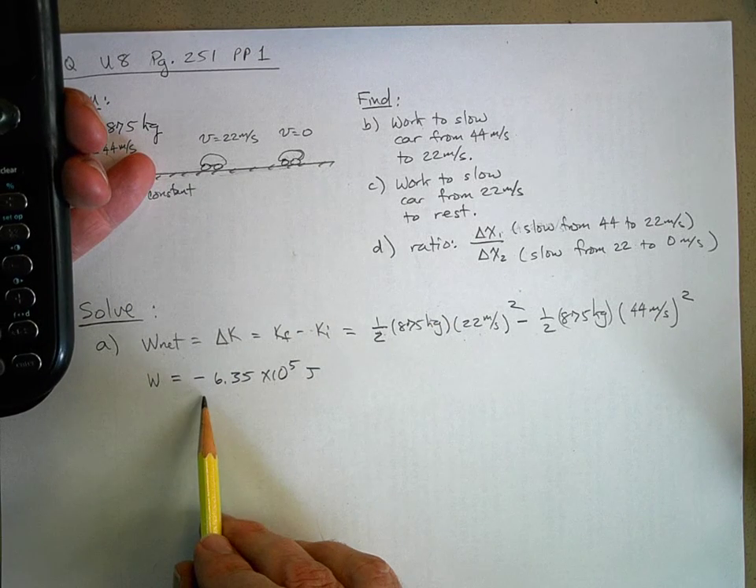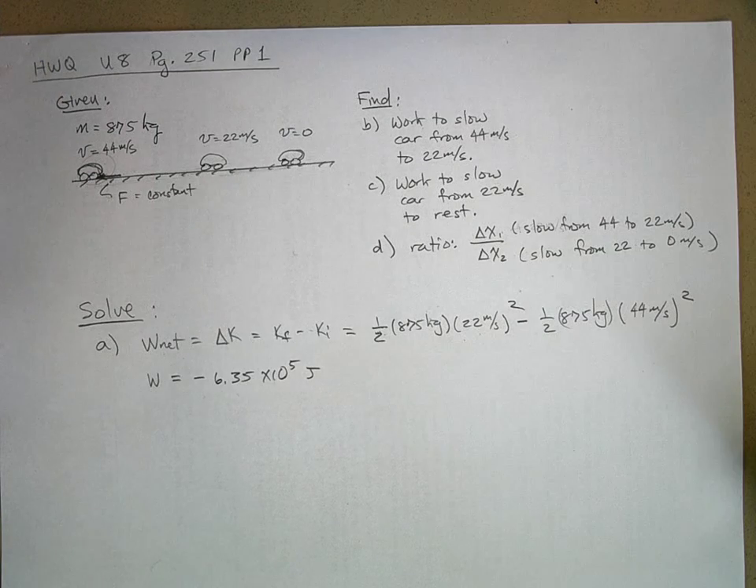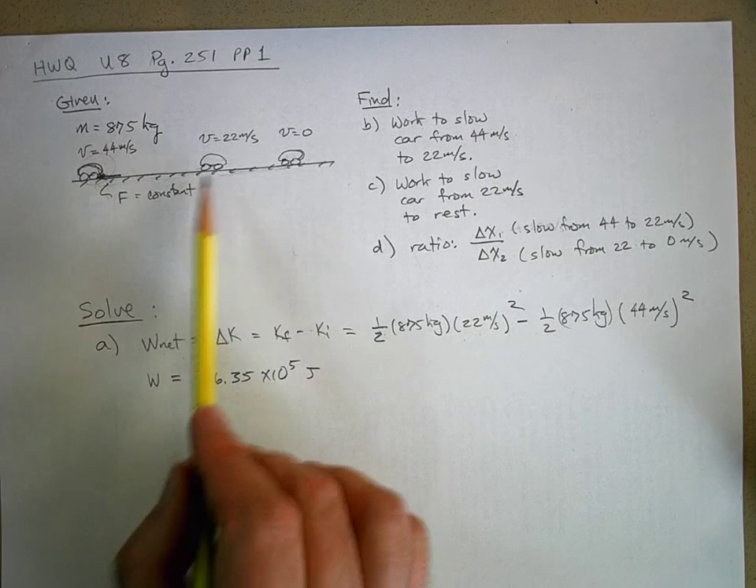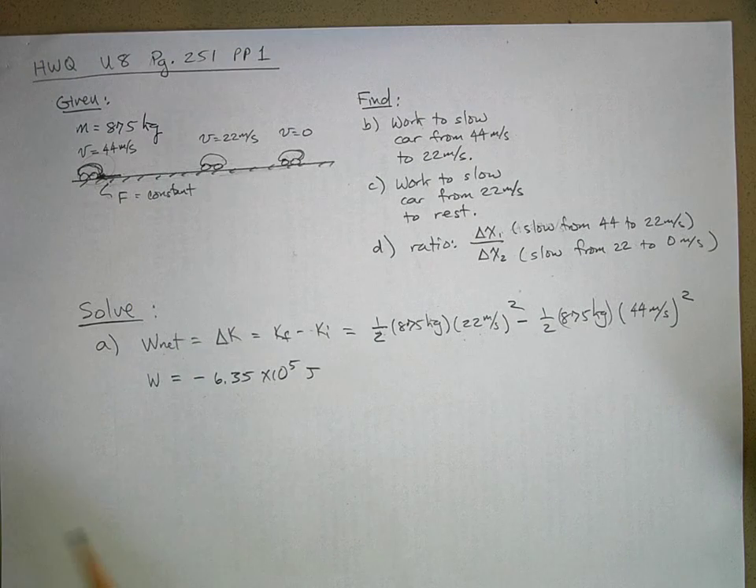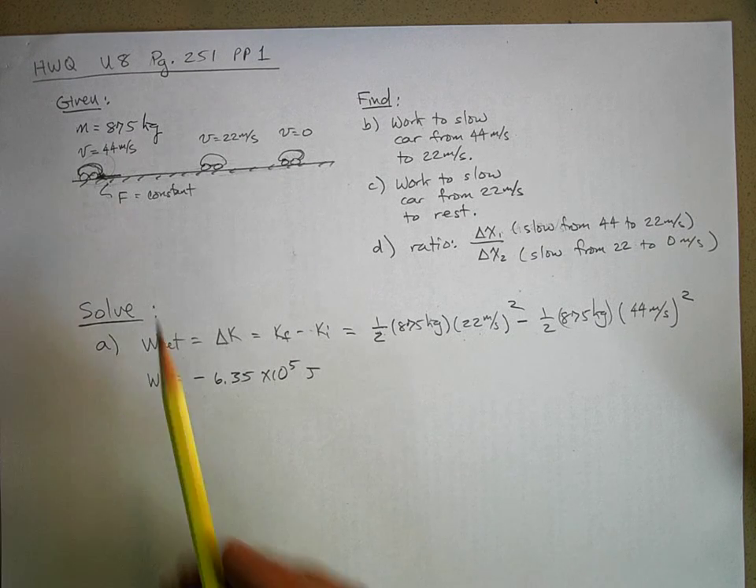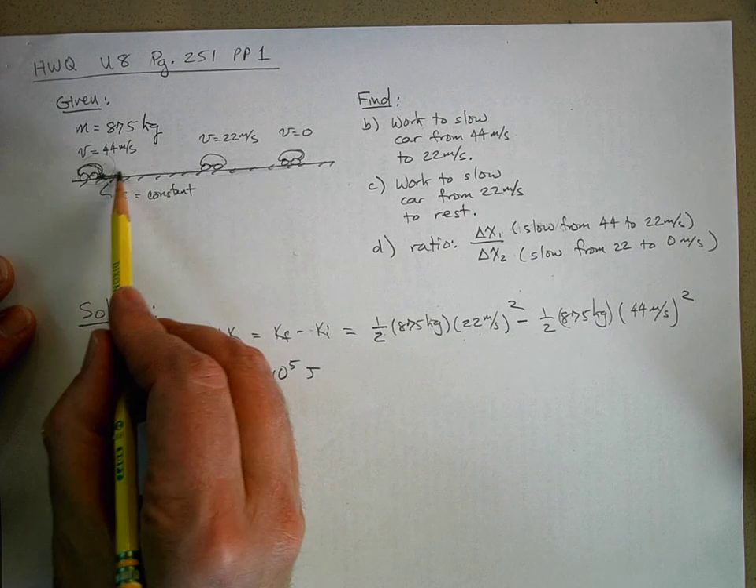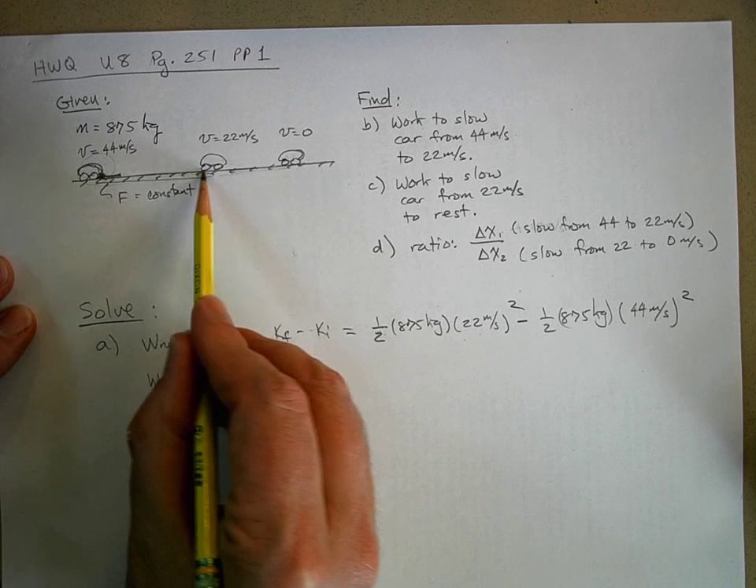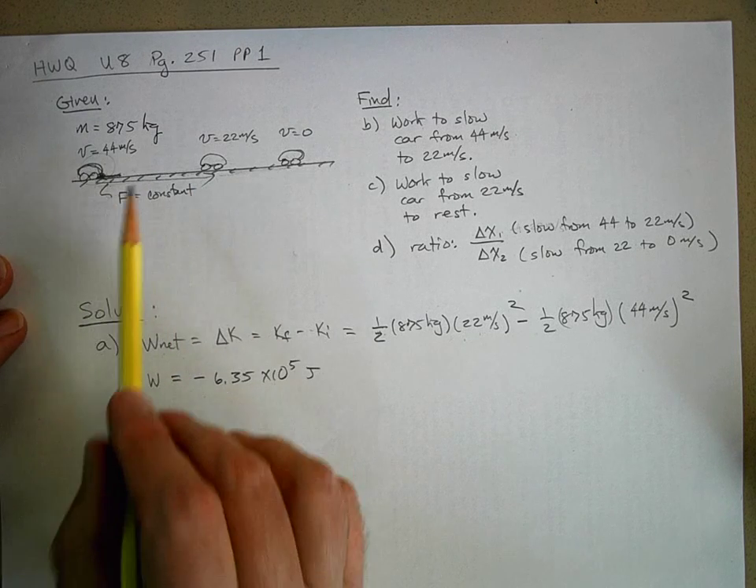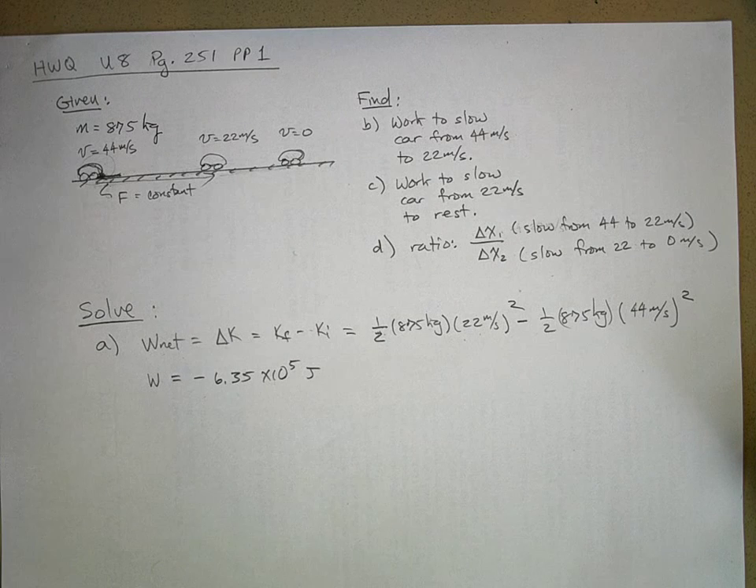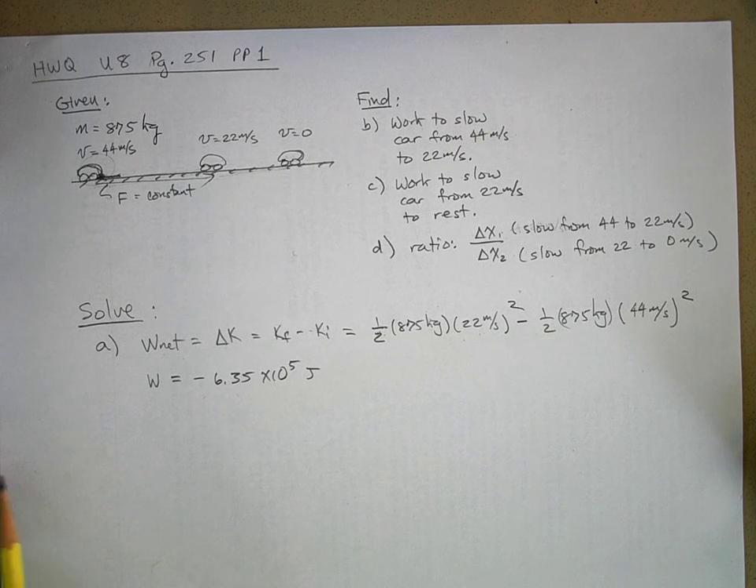And the negative is very important because this force is taking away kinetic energy. It's taking energy out of the system. It's doing negative work. Another way of looking at it is that this force is to the left, but the displacement is to the right. So when you have a force and a displacement in opposite directions, negative work is being done. Remember, it's force times displacement times the cosine of the angle between them. The angle is 180 degrees, and the cosine of 180 degrees is -1. So everything tells you that it should be negative.